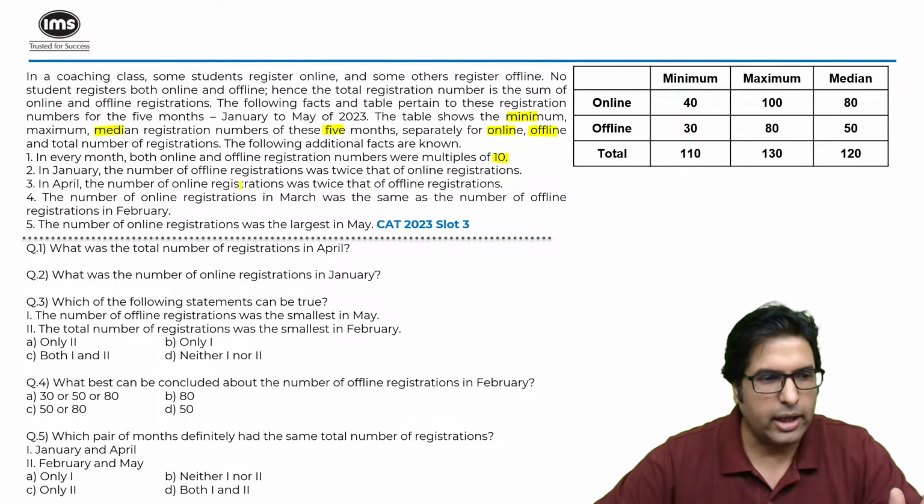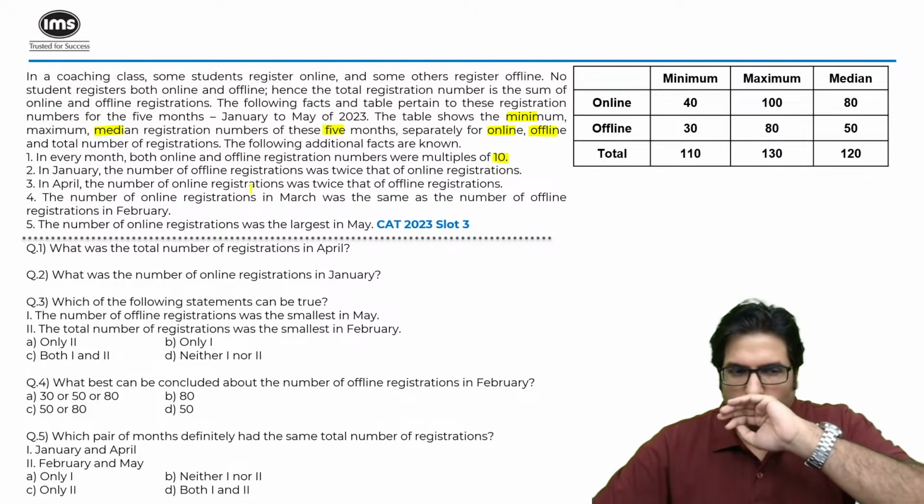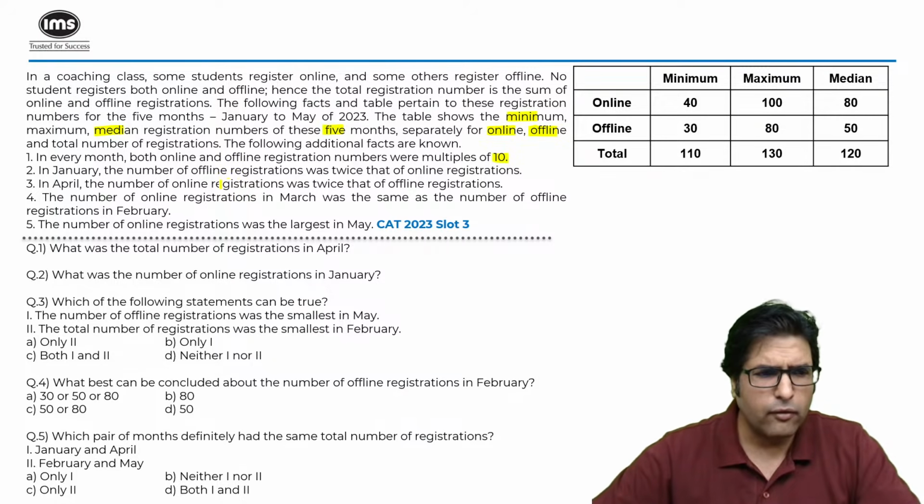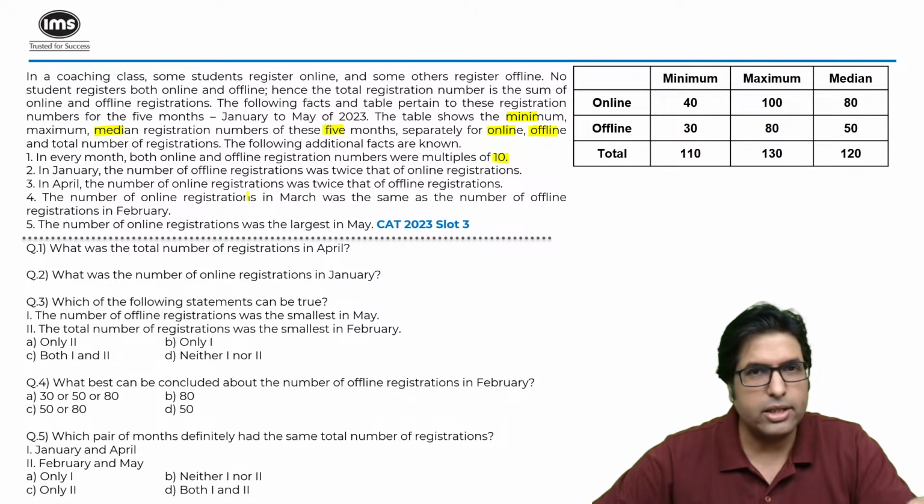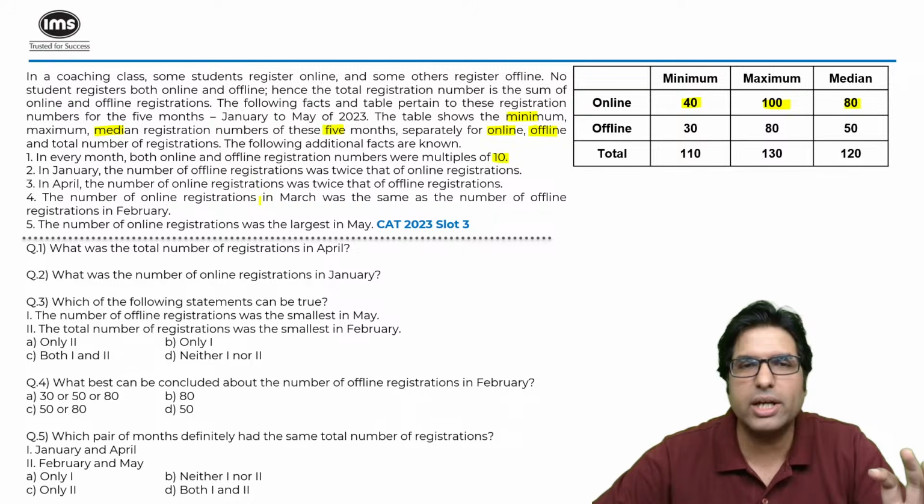Okay. In April, the number of online registrations was twice. This is the direct data that you are able to see, except this table. This table has a lot of direct data, which will not be able to fill across months. But in the clues, there is no direct data.